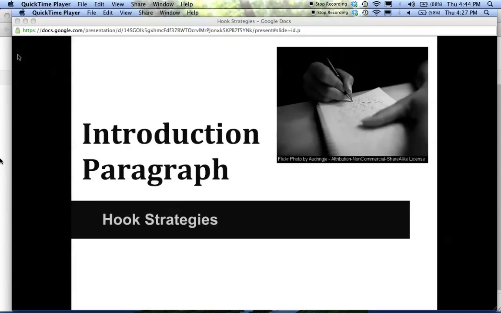The first thing I want you to note in your notes is that your introduction paragraph total should be between 4 and 6 sentences. Now remember that your thesis statement is the last sentence of your introduction, so that is already 1 sentence. So your hook strategy should only be between 3 and 5 sentences in length, because 3 to 5 sentences plus a thesis means you're going to have a 4 to 6 sentence introduction.